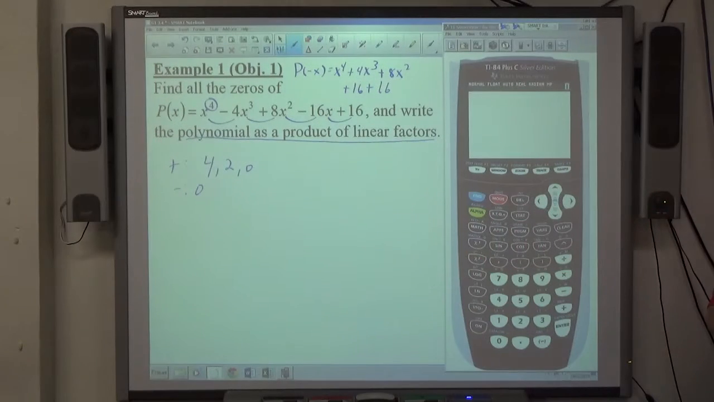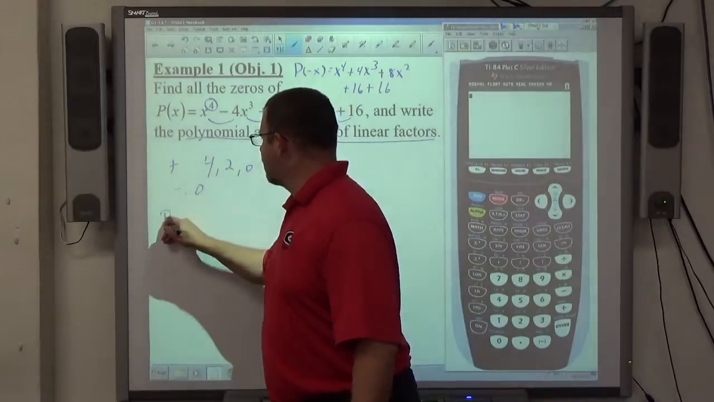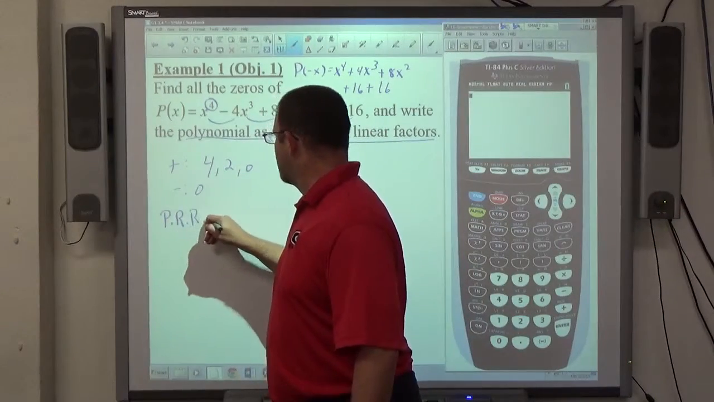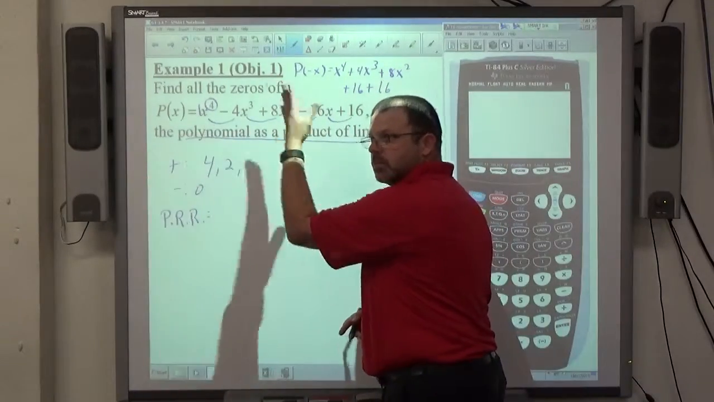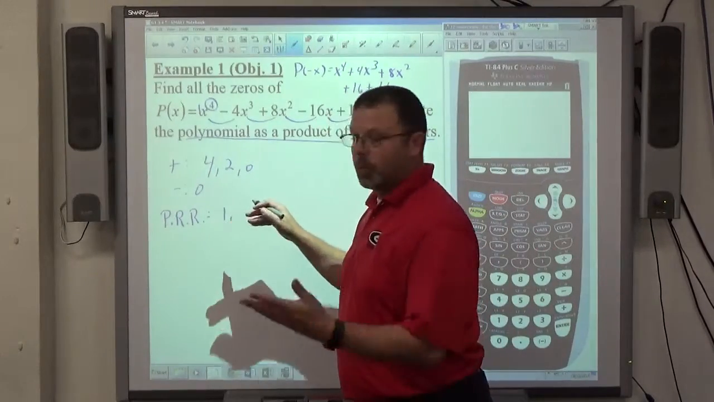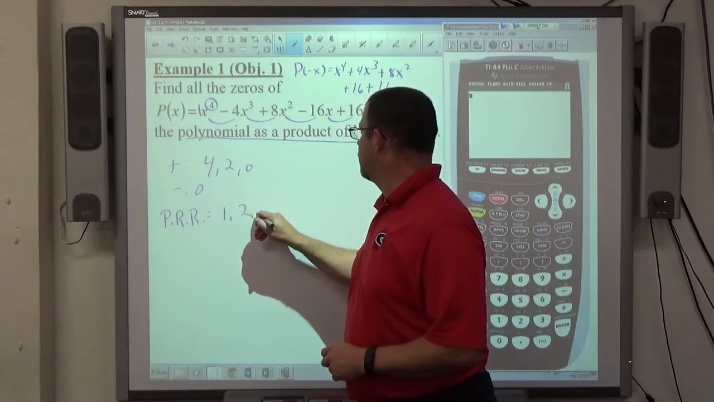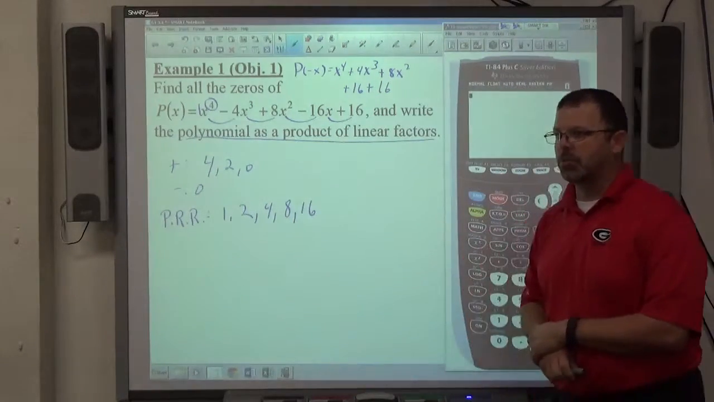So now when I do my p over q here, I don't worry about the plus or minus, I only have positive answers. For the possible rational roots, notice it's 1x to the 4th, so it's just p over 1. So it's just whatever the factors of p are. So positive 1, positive 2, positive 4, positive 8, or positive 16 are the only possible rational roots to this problem.